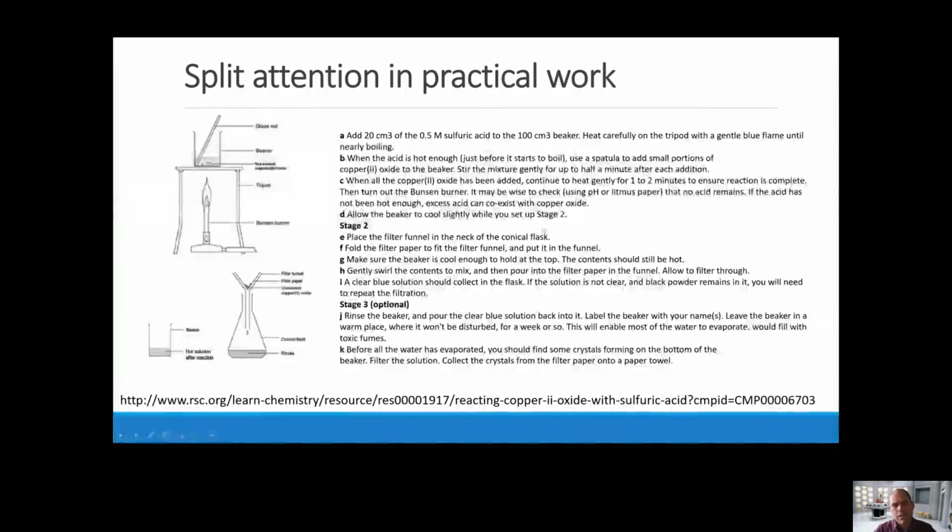So this is a classic practical that I talk about with integrated instructions, how we make copper sulfate crystals. It's a very complex practical. It takes a long time to carry out in the lesson. There's lots of equipment involved. It can take quite a long time, and you normally don't get to the end point within the lesson because it's quite a long and involved practical.